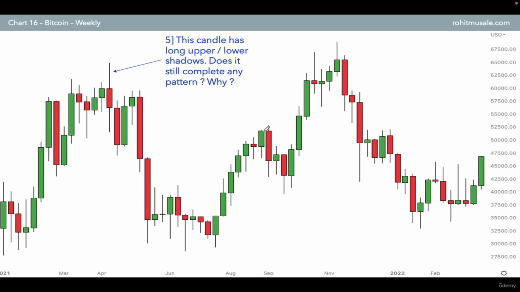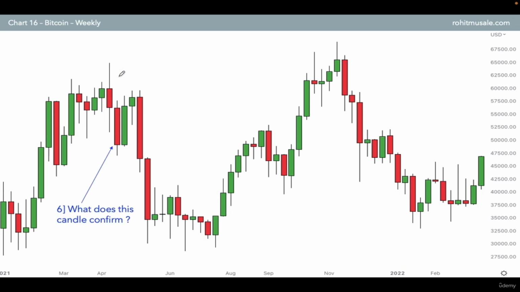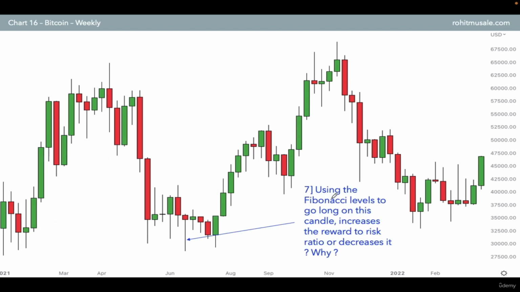Number 5. This candle has long upper and lower shadows. Does it still complete any pattern and why? So this red candle. Number 6. What does this candle confirm? So this red candle. Number 7. Using the Fibonacci levels to go long on this candle increases the reward to risk ratio or decreases it. Why? So if you use the Fibonacci levels on this candle, then will it increase or decrease the reward to risk ratio and why?